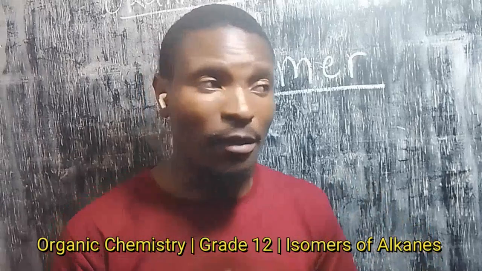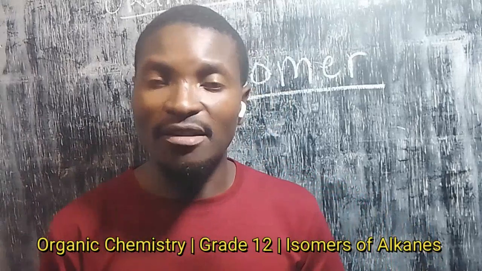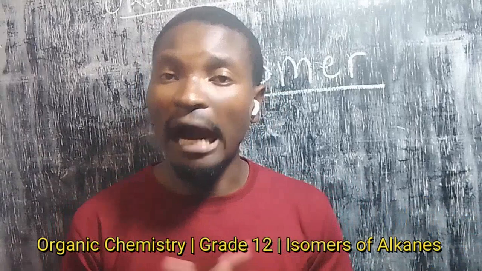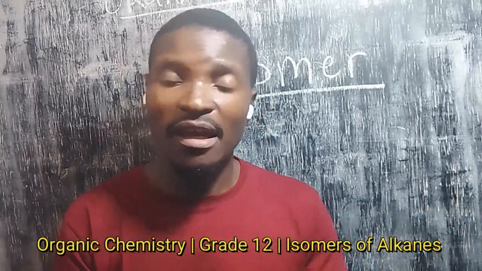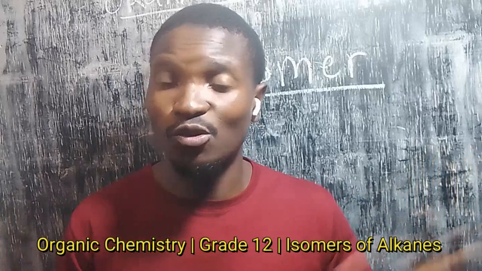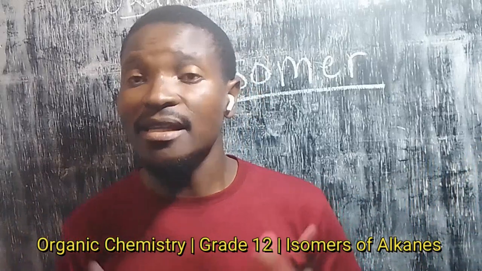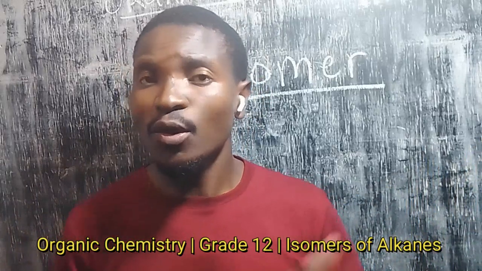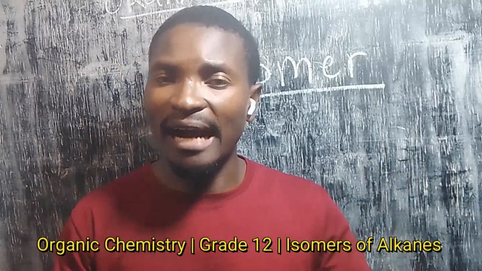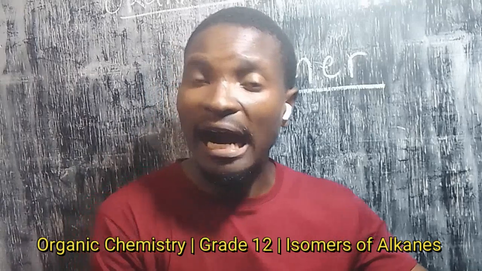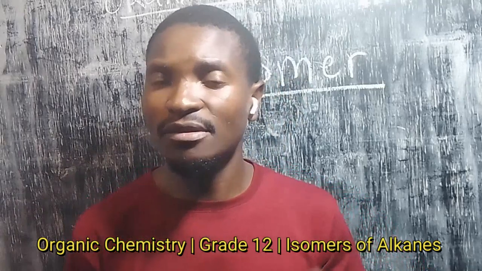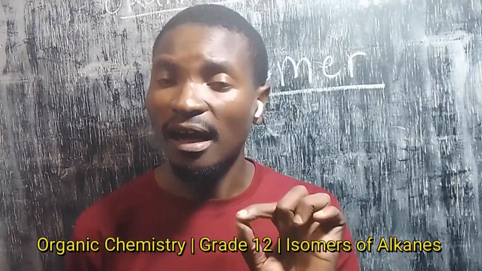Okay, so now I'll begin by talking about isomers in alkanes, meaning the single bond between carbon to carbon, or the saturated hydrocarbons. So how can we name an isomer? An isomer which has the parent hydrocarbon of nature an alkane.